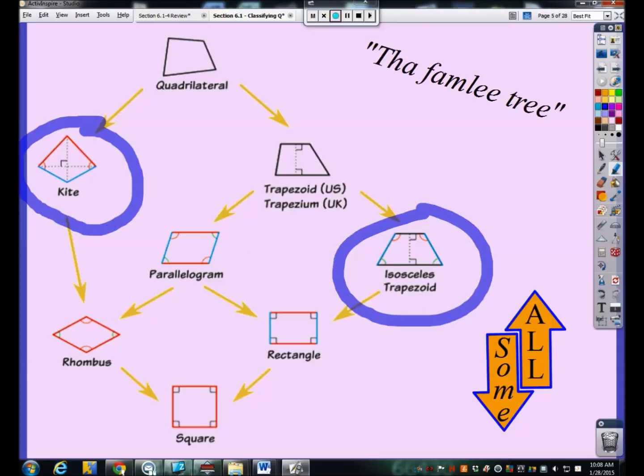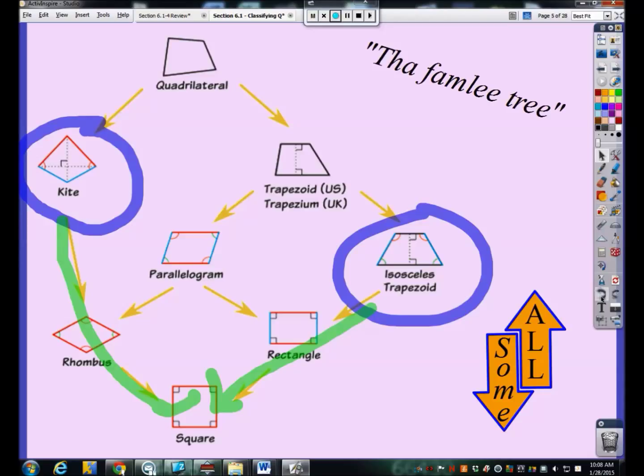Is there a common downward trickle shape? Let's see. There would be, and there's only one here. And that's when kites are squares and isosceles trapezoids can be squares. So some kites may be isosceles trapezoids, specifically when they are squares.